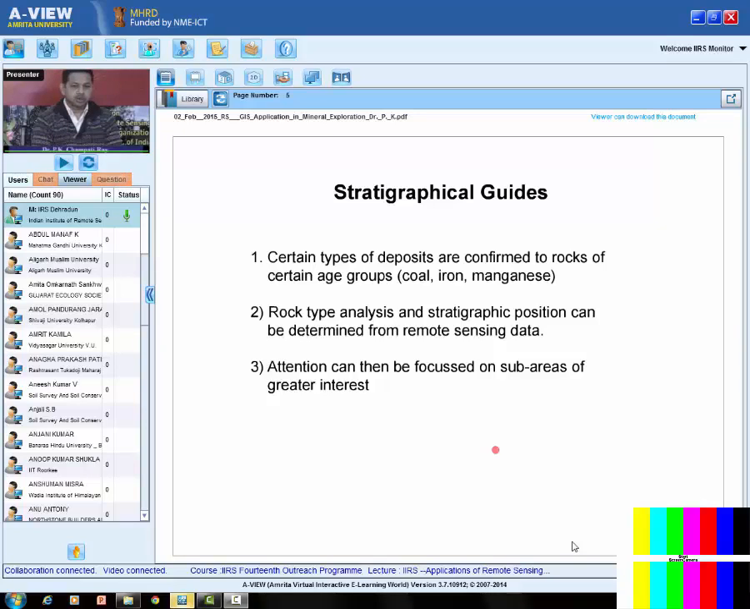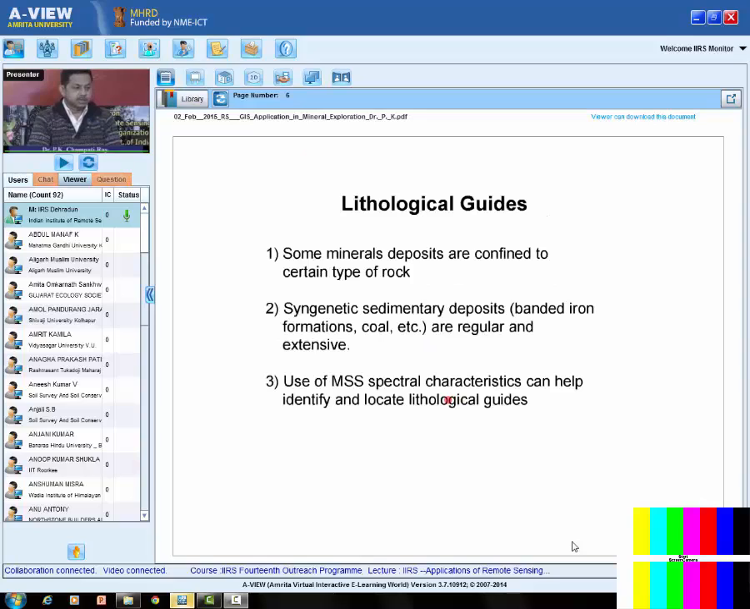So that's the overall strategy: looking at a particular favorable rock or a particular horizon is not enough, but it's a fast thing to do. This is what the stratigraphic guides or the lithological guides help us with. Next comes the lithological guide, which is somehow linked to the stratigraphic guide. But in some cases, the rock types may belong to different geological ages, but they still contain a similar type of ore. Examples are banded iron formation and coal, and mostly they are regular and very extensive. In the case of syngenetic sedimentary deposits, multispectral characteristics can help to identify and locate lithological guides.